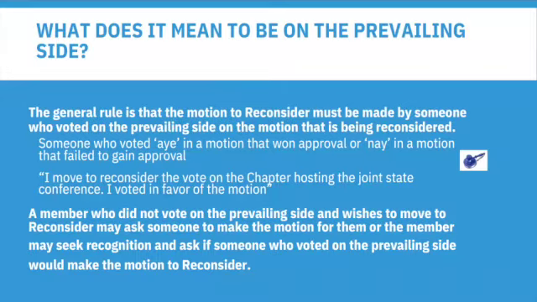So a member who did not vote on the prevailing side and wishes to move to reconsider may ask someone to make the motion for them, or the member may seek recognition and ask if someone who voted on the prevailing side would make the motion to reconsider. And notice there's a blue gavel, so make sure you understand this motion to reconsider, when it can happen, and how you should place it on the floor.